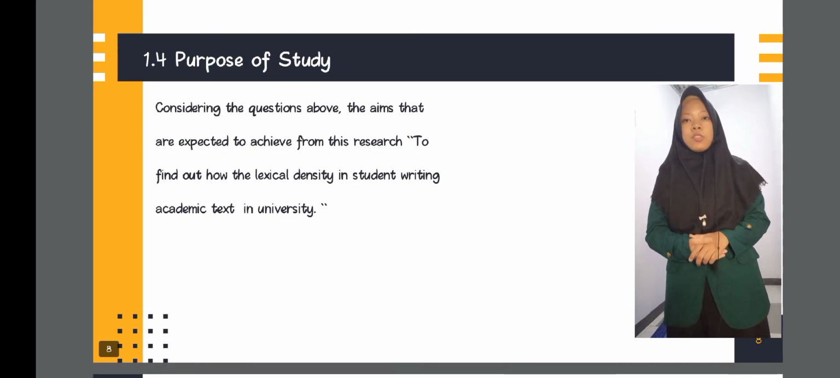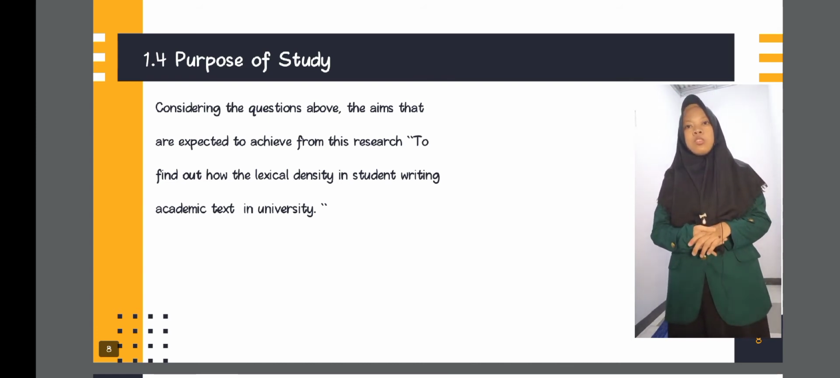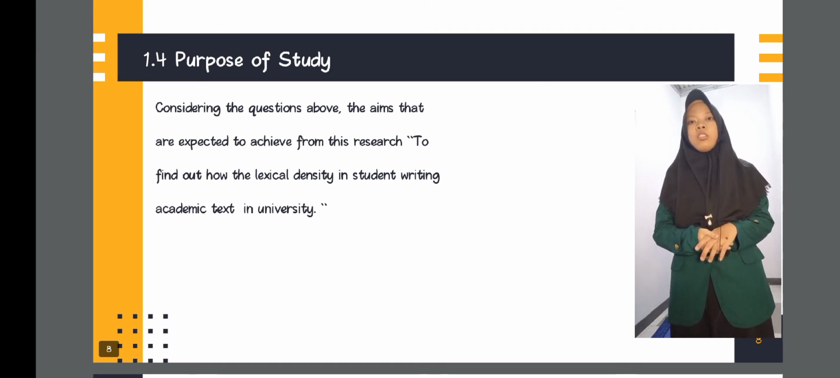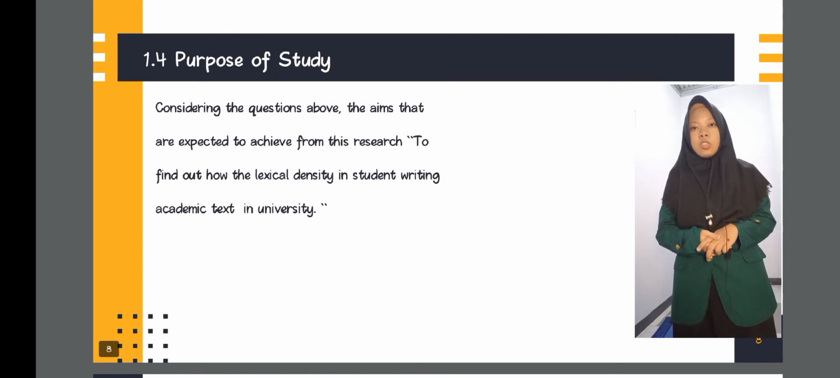And then the purpose of the study. Considering the question above, the aim expected to be achieved from the research is to find out how the lexical density is in student writing of academic texts in university. And the significance of the study. This research will give both theoretical and practical significance. Theoretically, this study expects to find out how the lexical density reflects student ability and skill in writing academic texts at Ibn Khaldun.